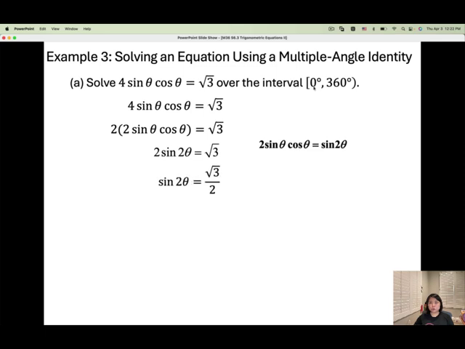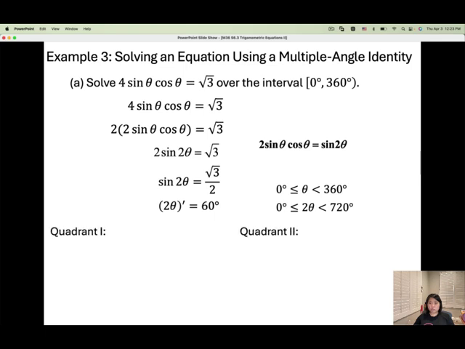And since theta is between 0 and 360, now we have a 2 theta, so we're going to calculate the interval. We're going to multiply by 2 here. So 2 theta will be from 0 until 720 degrees. Okay, there are 2 circles. Now we're going to calculate the reference angle, which is going to be 60 degrees. Sine 2 theta will be equal to positive root 3 over 2. Positive for sine means quadrant 1 and quadrant 2.